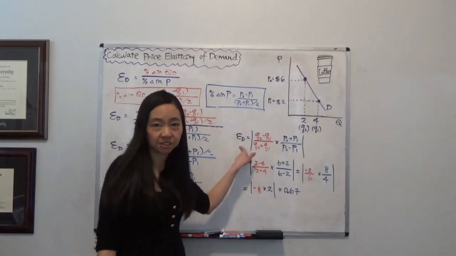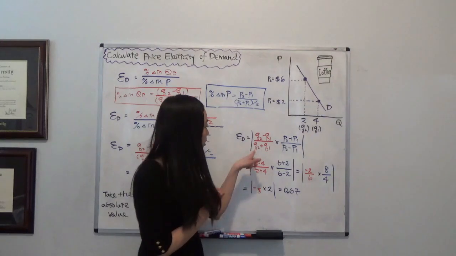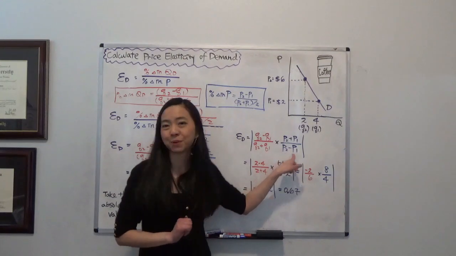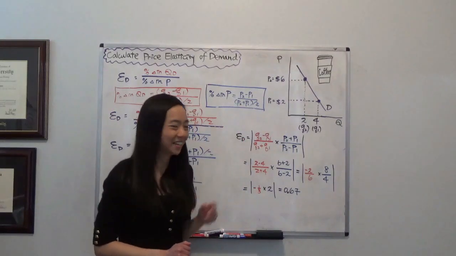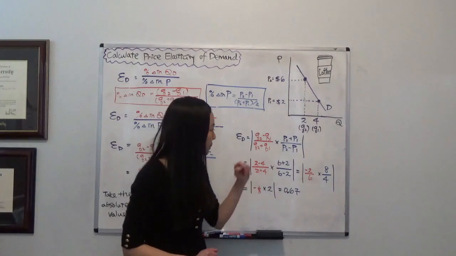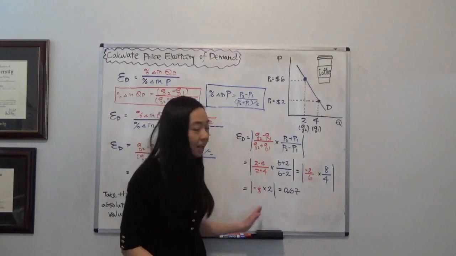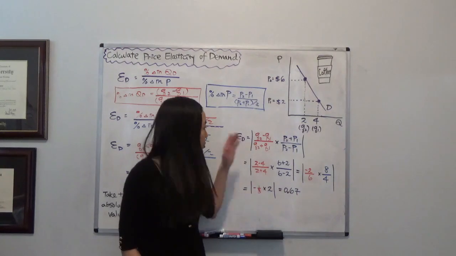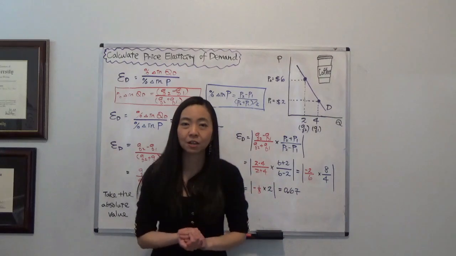So your price elasticity of demand, ED, is equal to Q2 minus Q1 over Q2 plus Q1 times P2 plus P1 over P2 minus P1. Take the absolute value and we're going to plug in the numbers here. So you have 2 minus 4 over 2 plus 4 times 6 plus 2 over 6 minus 2. Take the absolute value and after you calculate that, you'll get 0.67 and there's no unit. Your price elasticity of demand within this range is equal to 0.67.